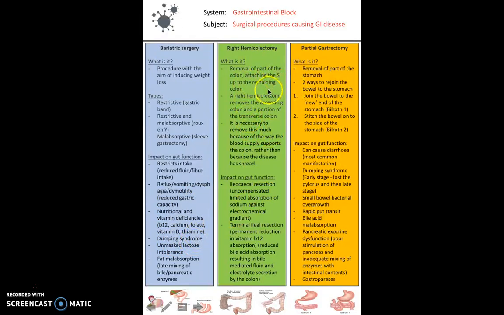A right hemicolectomy is a removal of the part of the colon which attaches to the small intestine up to the remaining colon. So you remove part of the colon and then you attach the small intestine, so the ileum, up to the remaining colon that's left. So a right hemicolectomy removes the ascending colon and a portion of the transverse colon, and then attaches the small intestine to the remainder of the transverse and descending colon.